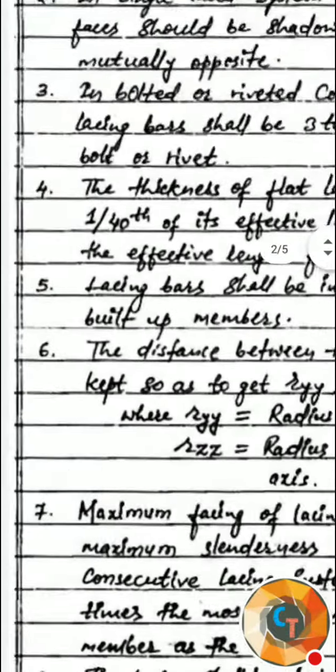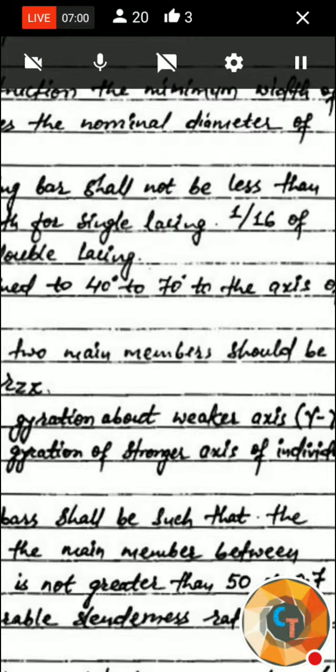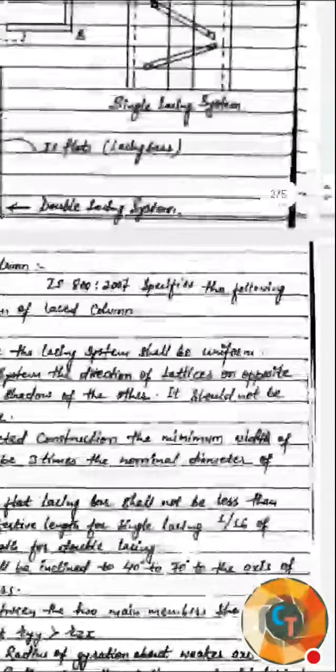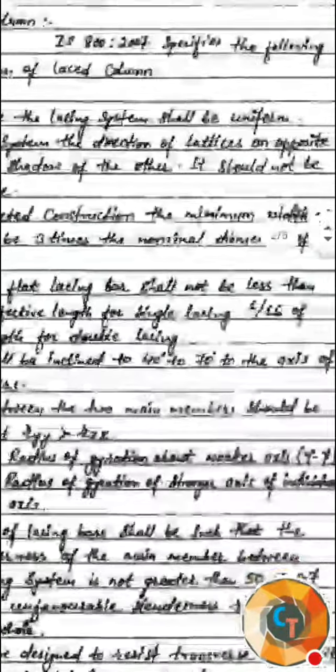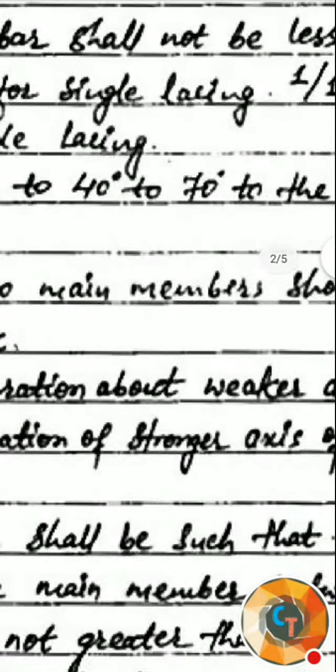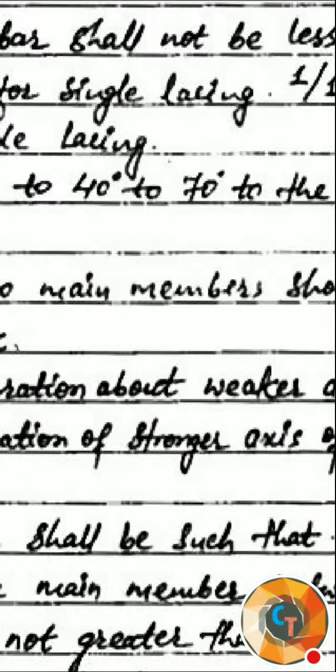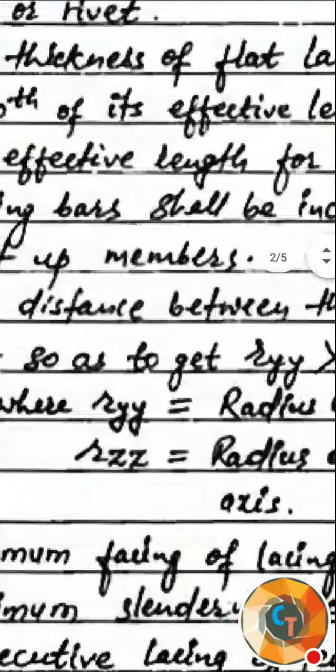Next, fifth point: lacing bars shall be inclined at 40 to 70 degrees. Whatever lacing bar you are taking, the angle with respect to horizontal should not be less than 40 degrees and should not be more than 70 degrees. The angle should be between 40 degrees to 70 degrees, then only it will be effective for members, with respect to the axis of built up members. This will be the fifth point.